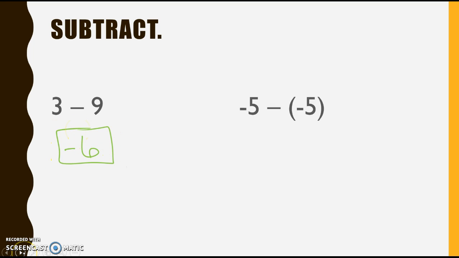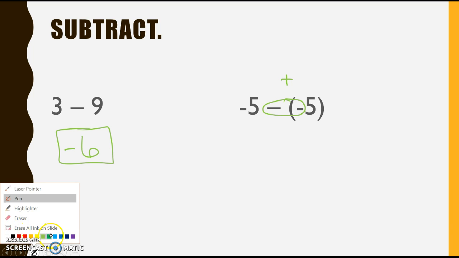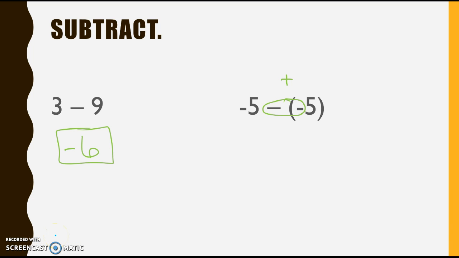And our next problem, negative 5 minus a negative 5. So I see these two signs right next to each other, and we know that together those make an addition sign. So now we have the problem, negative 5 plus 5. Those are opposites, and we know that when you add opposites together, you should always get 0 as your answer.